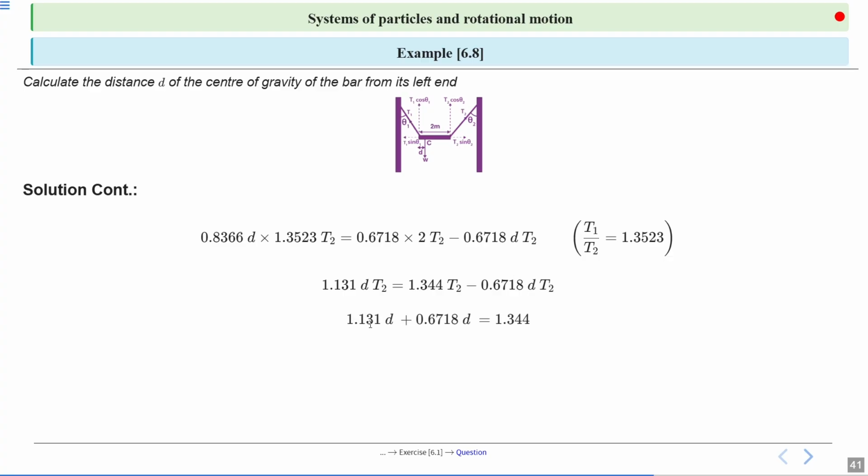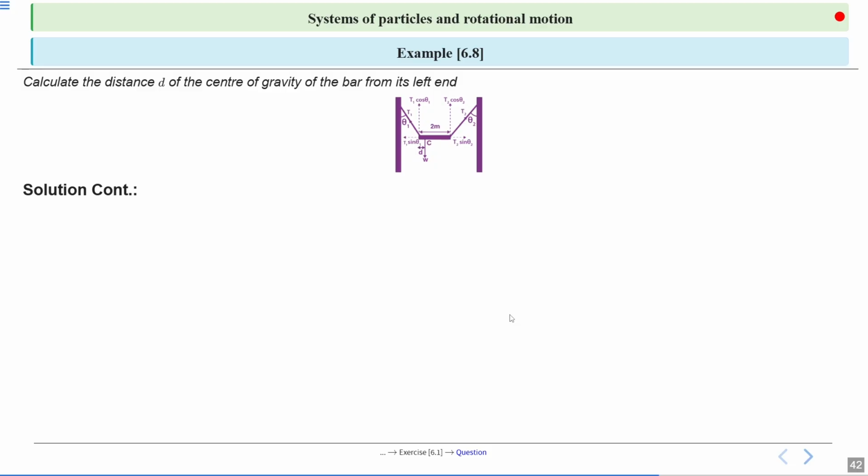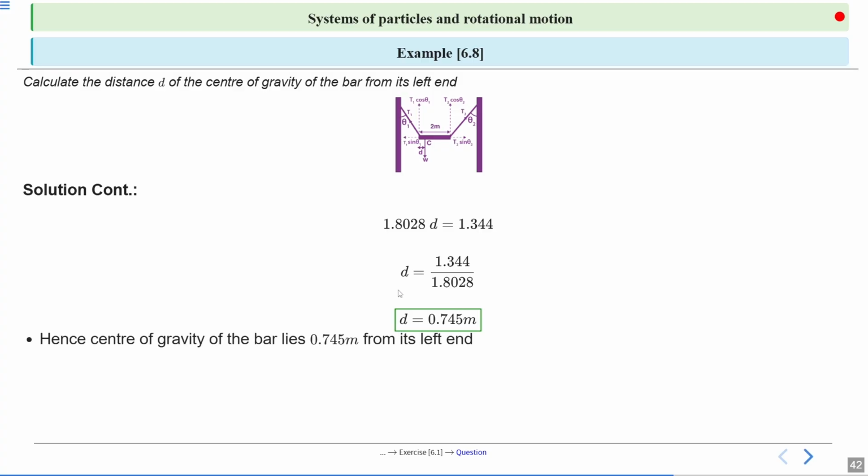So it will become 1.131 into d plus 0.6718 into d is equal to 1.344. Now 1.8028 into d is equal to 1.344. So d will be 1.344 divided by 1.8028. So d will be 0.745 meter. So hence the center of gravity of the bar lies 0.745 meter from its left end.